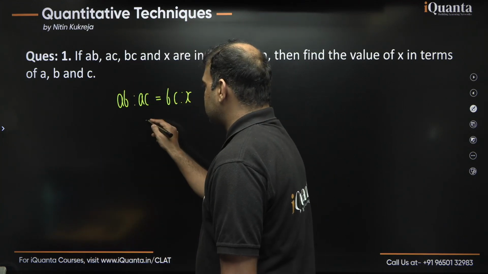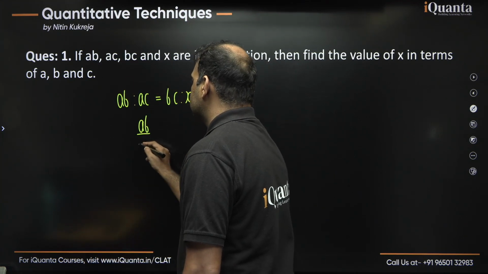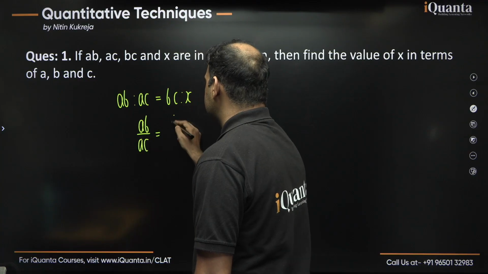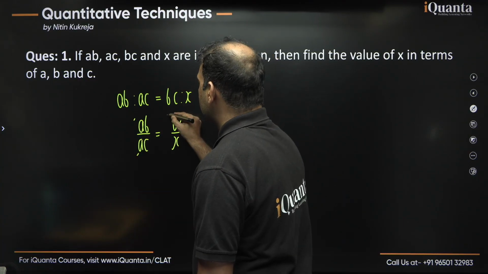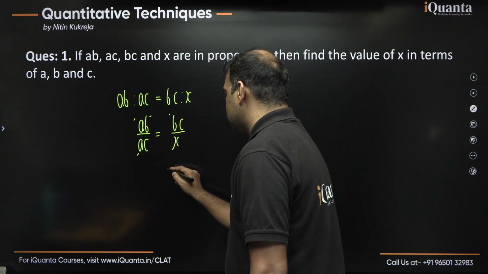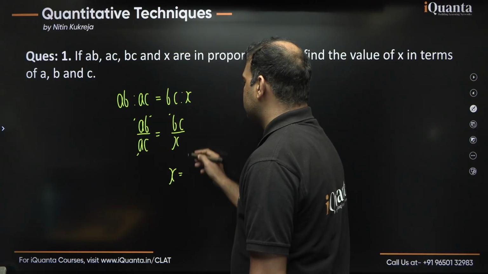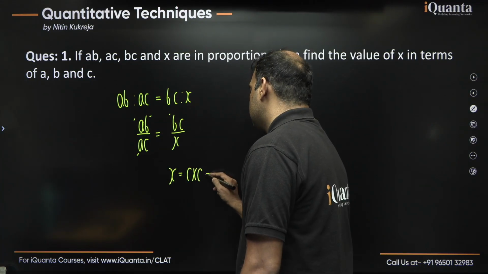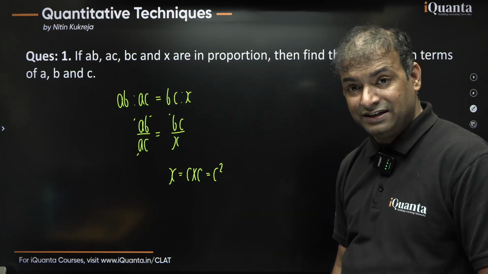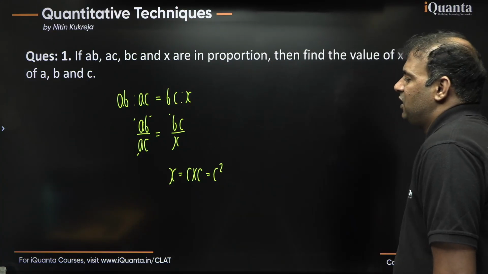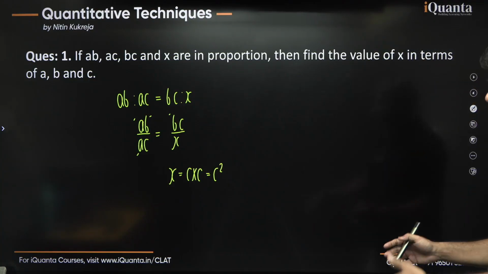If you write this mathematically, in the form of fractions, it's AB upon AC is equal to BC upon X, right? So you see that A got cancelled here, B got cancelled here, X goes there, and this C comes here. So C into C will give us C square. That means the value of X is nothing but C square, which you can see here. Simple things. Okay, guys, this is how we can solve this very simple question.